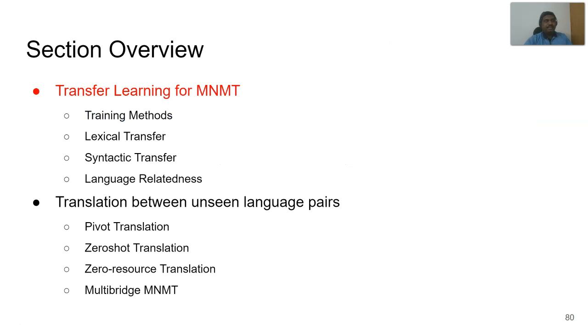In this part of the tutorial, we will broadly divide it into two parts. In the first part, we will go over transfer learning for multilingual NMT for really low resource languages. And in the second part of this section, we will look at how we translate between unseen language pairs using multilingual NMT. So let's get started with the first part.